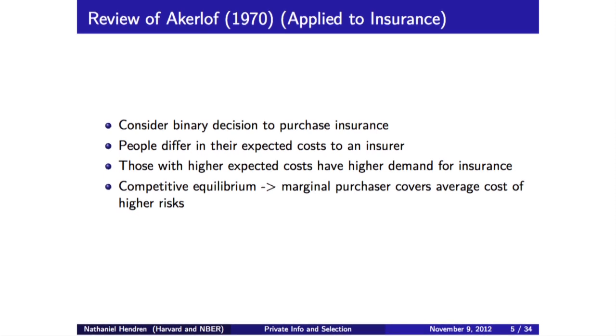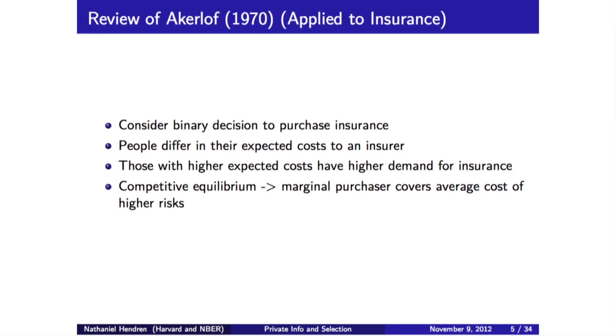And so I want to think of just a binary decision on whether to purchase insurance. What I mean by binary is your decision is, do I buy a specific insurance policy or do I not buy a specific insurance policy? And we want to imagine this world where people differ in their potential expected costs. And imagine that those with higher expected costs may have a higher demand for insurance, along the lines that we were just discussing on the previous slide.